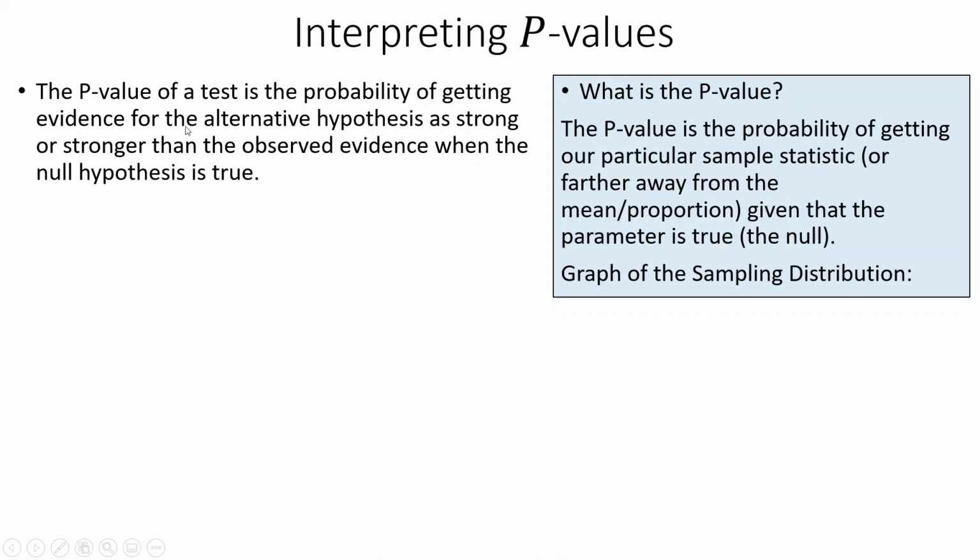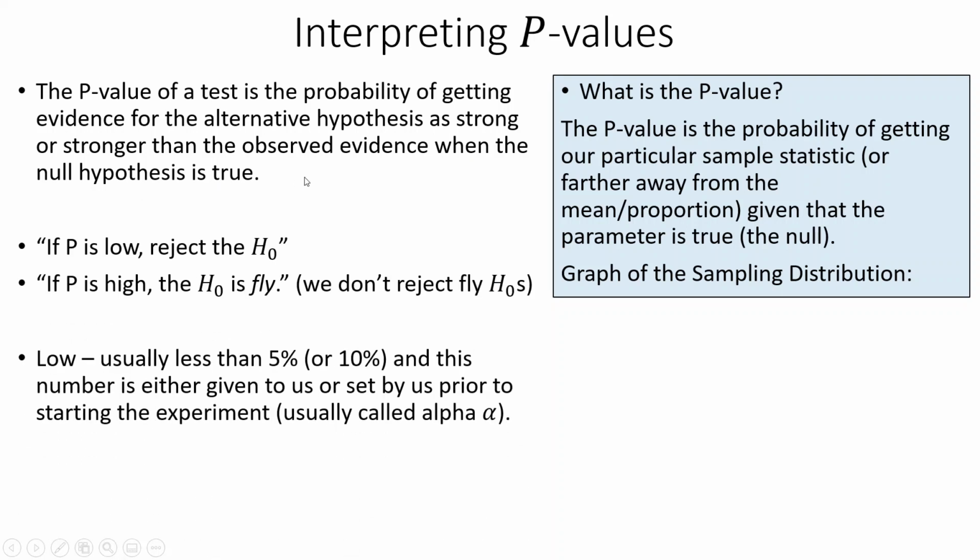All right, so a p-value of a test is the probability of getting evidence for the alternative hypothesis as strong or stronger than the observed evidence when the null hypothesis is true. Now that seems like, wait, what? There's a lot of information there. All right, so let's try and state this in a different way.